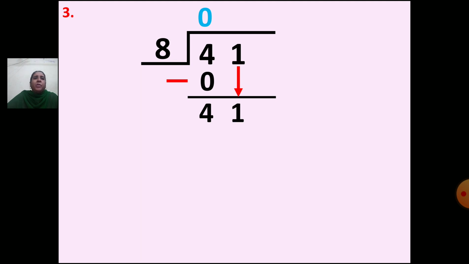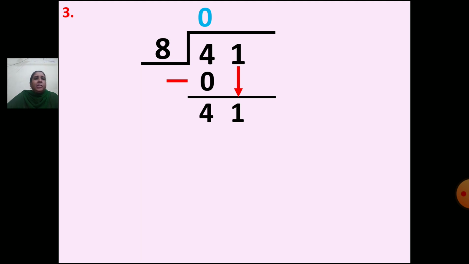Okay, after the arrow mark, 1 comes down. Now you got 41. Now which number comes less than 41 in the table of 8? You have to say the table of 8. 8 ones are 8. 8 twos are 16. 8 threes are 24. 8 fours are 32. 8 fives are 40. So 40 is less than 41.